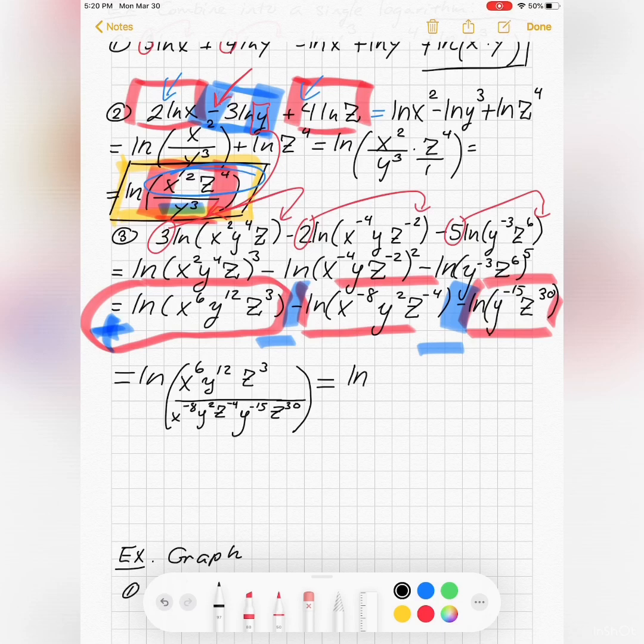So let's look at that denominator. I guess the numerator's already simplified for now. So what do we have there? We've got x to the negative 8. Oh, I guess that's the only x. Let's see, we've got y squared, y to the negative 15. So that's y to the negative 13? And then what else do we have? We've got z to the negative 4 and z to the 30th. So that'd be z to the 26th.